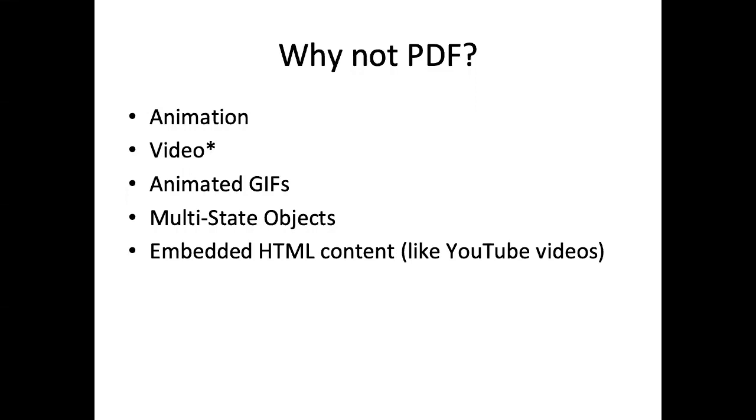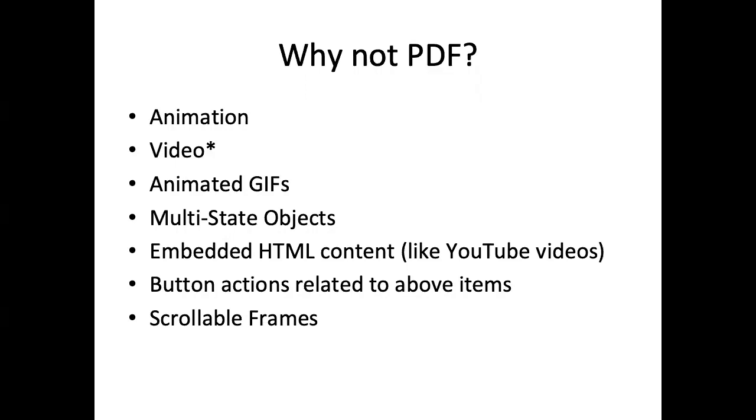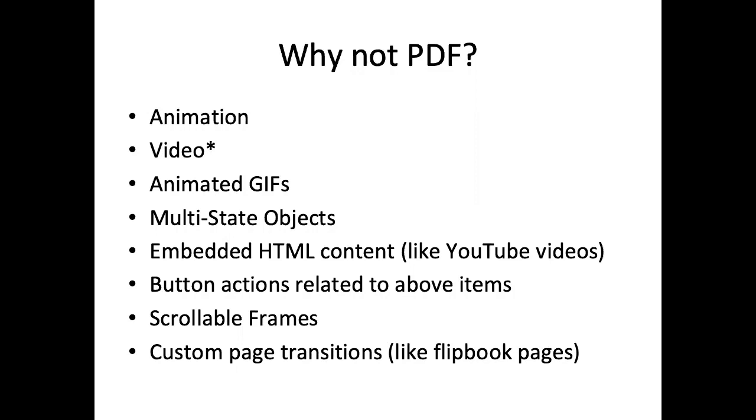You also can't embed content like YouTube or Google Maps or anything like that. Any of the button actions that control these interactive things you couldn't use in a PDF. You could just basically use show and hide with buttons. You can have things like scrollable frames. And you can't control page transitions, just like that limitation I was talking about with the fixed layout EPUB reader. The page transition is mostly going to look like what the reading app says it looks like. And when we're working with HTML, we can actually control that. We can make something look like a flipbook, or we can make it look like a mobile app. We have control over that.